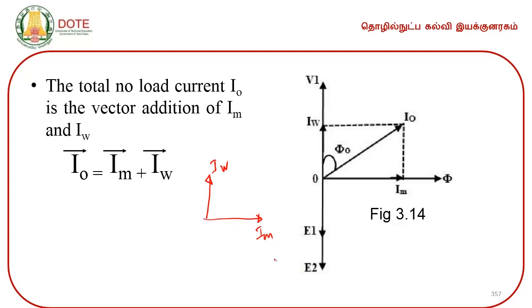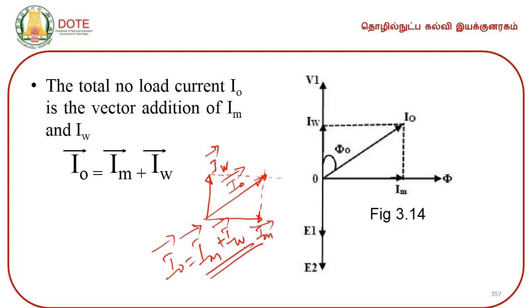Now, by applying the parallelogram law of vectors, whenever I want to add two vectors, what should I do? I need to draw a line parallel to Im, and then from Im I have to draw a line parallel to Iw. Both these dotted lines cut at one point. You join that point, which is I0. So, the I0 vector is equal to the Im vector plus the Iw vector. It is a vectorial addition of these two components.